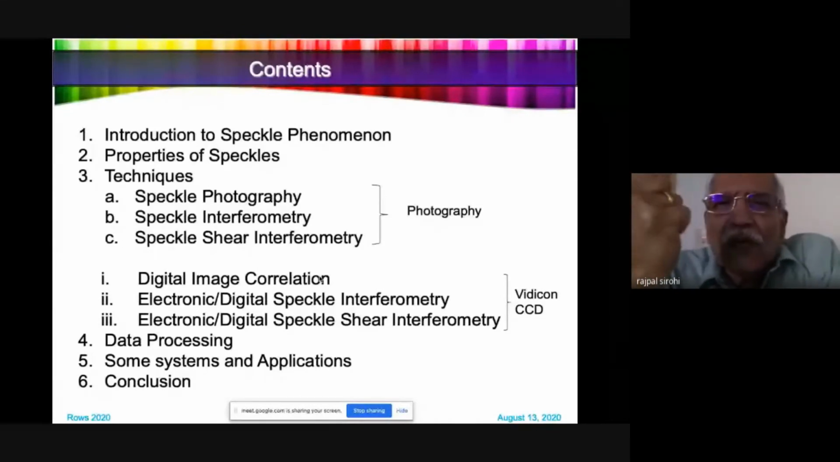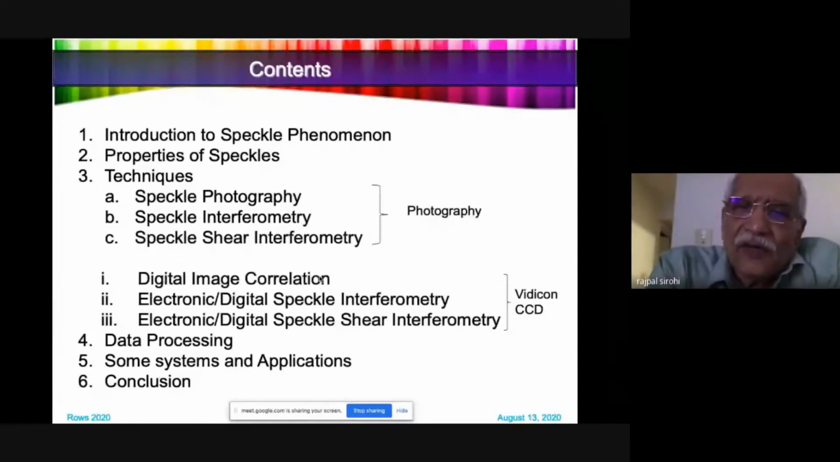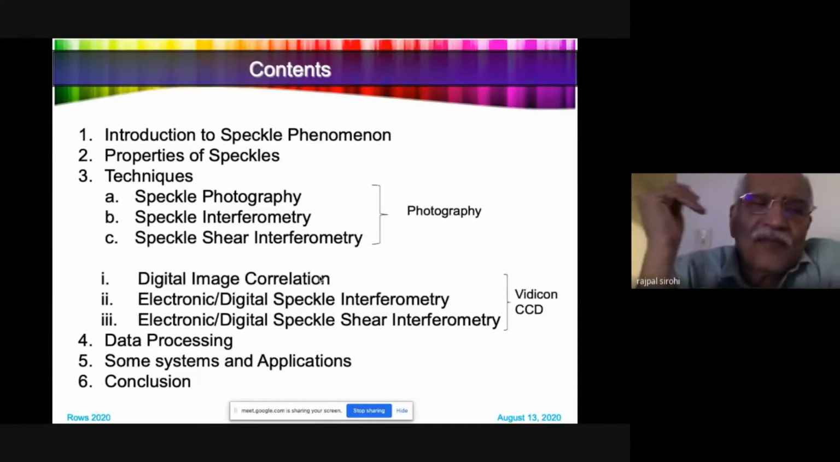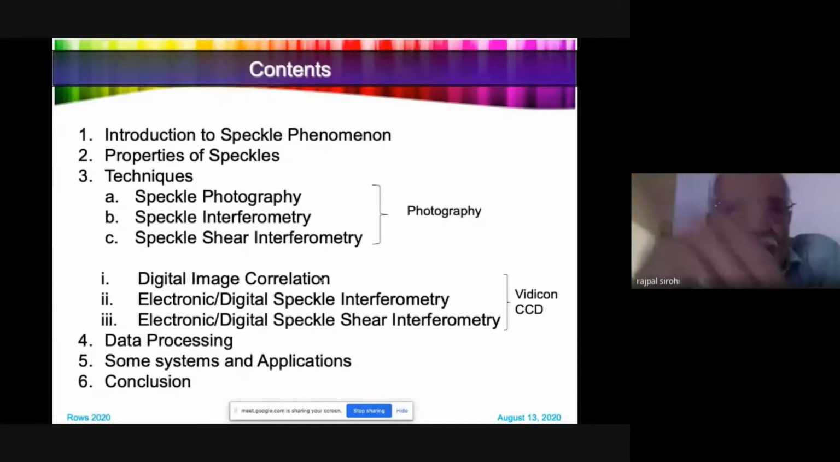These techniques have been grouped under two different categories. Earlier, we used to use photographic film for recording, and therefore they are under the group photography. And later on, we started using VDCOM camera, then CCD camera, and then they were transformed to be used with CCD and VDCOM. Then I will say a little about how we process the data, some of the applications of the metrology will be dealt with as I go on. But the subject being so wide, it's very difficult to touch upon everything which can be done. But once I introduce the principle, you could probably figure out what could be other possible applications of the technique.